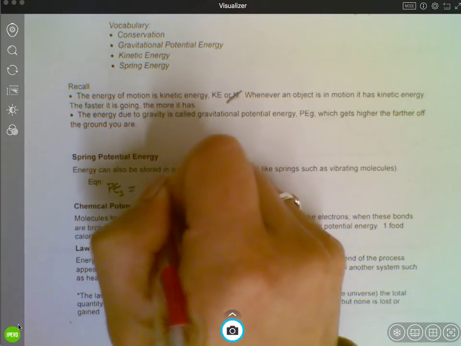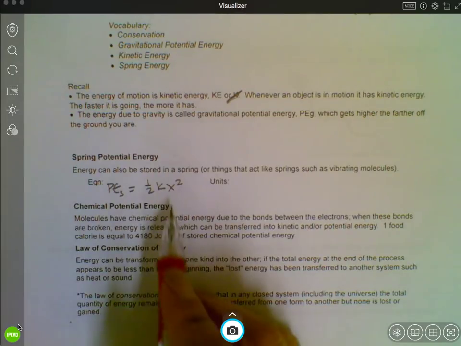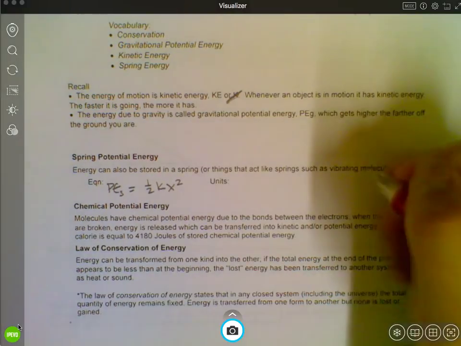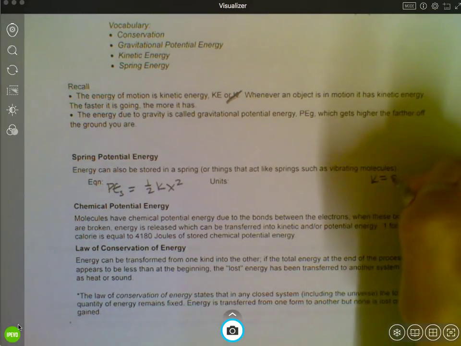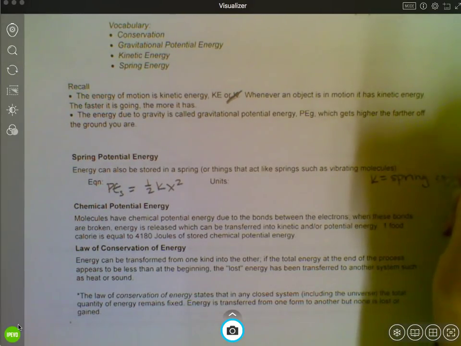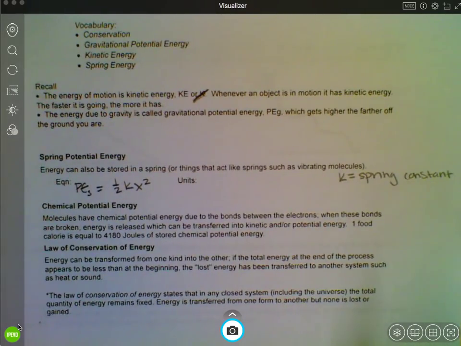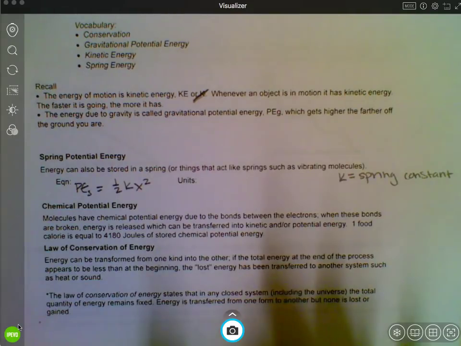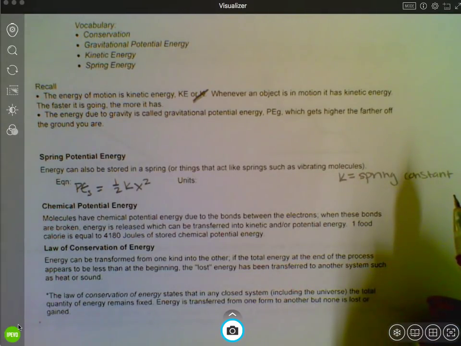And the equation is 1/2 kx squared, all right? Where K is called the spring constant, so I'll make a little note of this over here. K is a spring constant, and it basically tells you how tight the spring is, or how strong the spring is. So the harder it is to stretch or compress, the higher the K, the higher the spring constant. If it's like a slinky and it's really easy to compress or stretch, then it's going to have a low K, or a low spring constant.